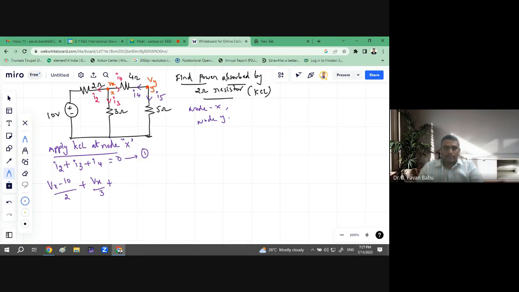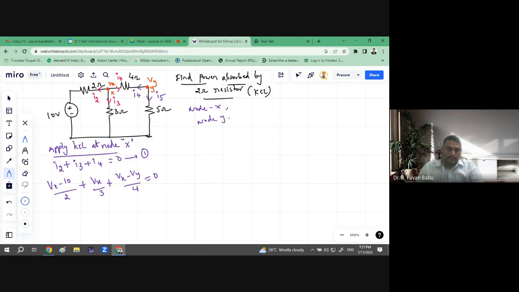What is I4 here? It is the current flowing through the 4 ohm resistor, connected between nodes Vx and Vy, so (Vx minus Vy) by 4, equal to 0. Let me repeat once again. The current through the 2 ohm resistor, I2, is connected between node Vx and the 10 volt source. The 3 ohm resistor is connected between Vx and 0 potential, so it becomes Vx by 3. The 4 ohm resistor is connected between nodes X and Y, so we write (Vx minus Vy) by 4 equal to 0.